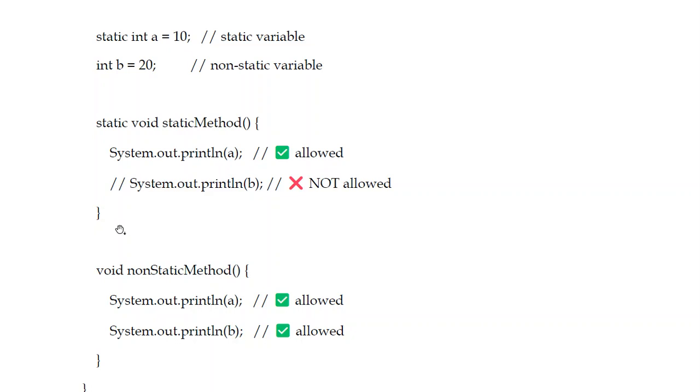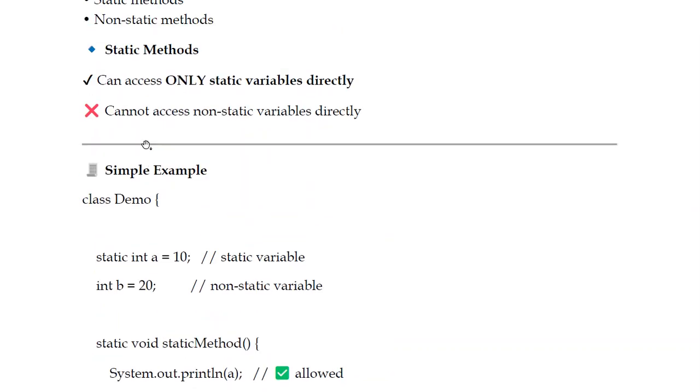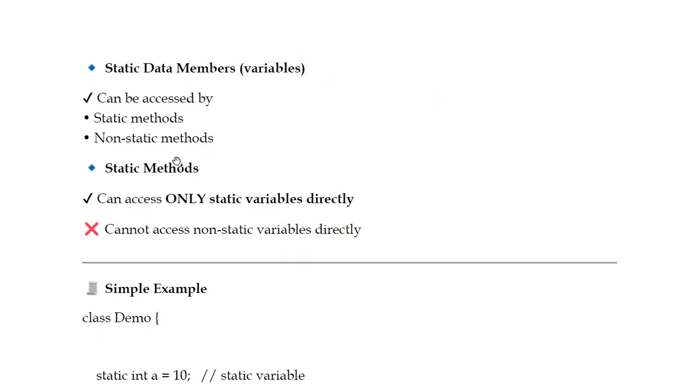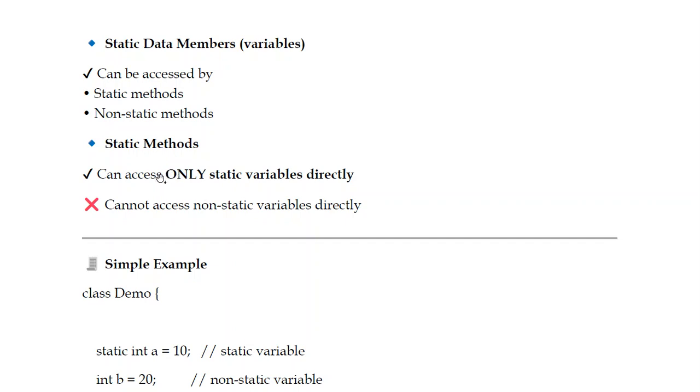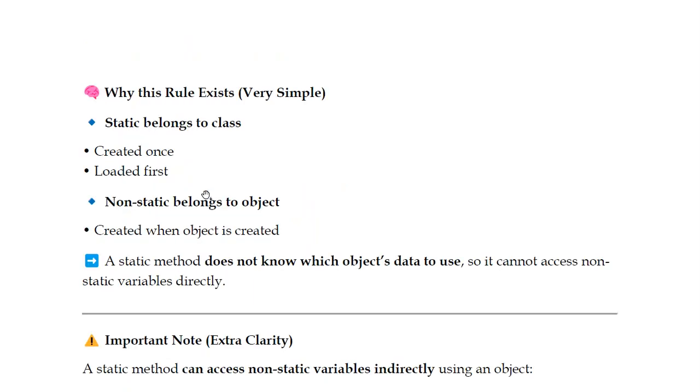I hope you are clear on this, because many beginners are confused about static variables and static methods. Static variables can be accessed by both static methods and non-static methods. But a static method can exclusively access only static variables. Important interview question. Don't get confused by that. Many beginners make this mistake in their projects. Static methods can access only static variables directly.